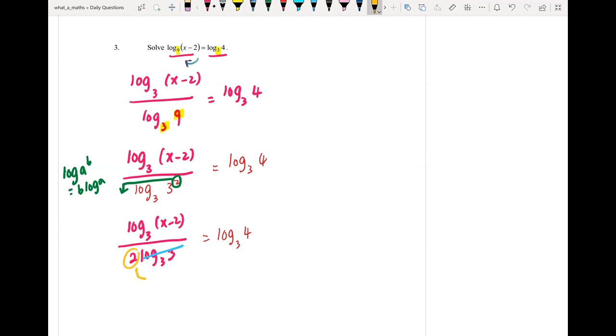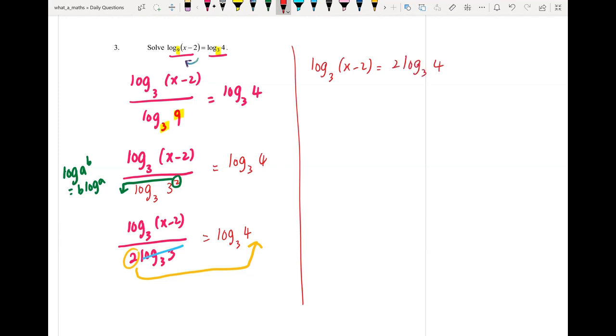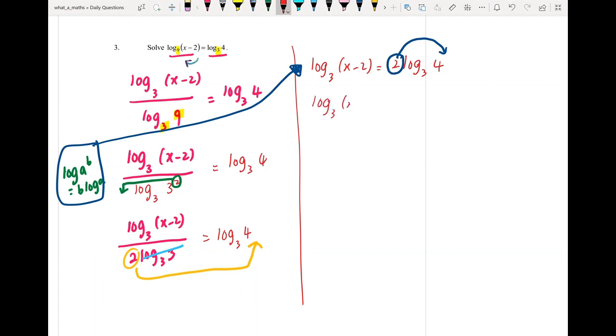Over here, I have 2. I can bring it to the right-hand side. When I bring it to the right-hand side, I will multiply. So now I have log base 3 of x minus 2 equals 2 log base 3 of 4. I want a single logarithm, so I don't want any numbers in front. I'll raise it up to make it a power. Still using the same properties from just now, the one with powers. So now I can do log base 3 of x minus 2 equals log base 3 of 4 squared. So log base 3 of 16.